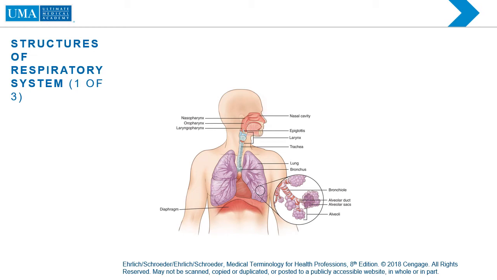Take a look here. We can divide the respiratory tract into two parts. We have our upper respiratory tract, and this includes our nose, mouth, pharynx, the epiglottis, the larynx, and our trachea, and also the lower respiratory tract, which includes the structures of the bronchial tree and the lungs. Now, the lungs are located within and protected by the thoracic cavity.